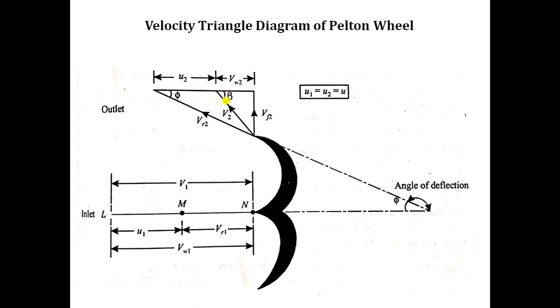Depending upon the value of beta, the outlet velocity triangle diagram will vary. So if beta is equal to 90 degrees, VW2 will be equal to 0 and VF2 will be equal to V2, and if beta is greater than 90 degrees, then the velocity triangle diagram may change again. In that case U2 will be greater than VR2 cos phi.